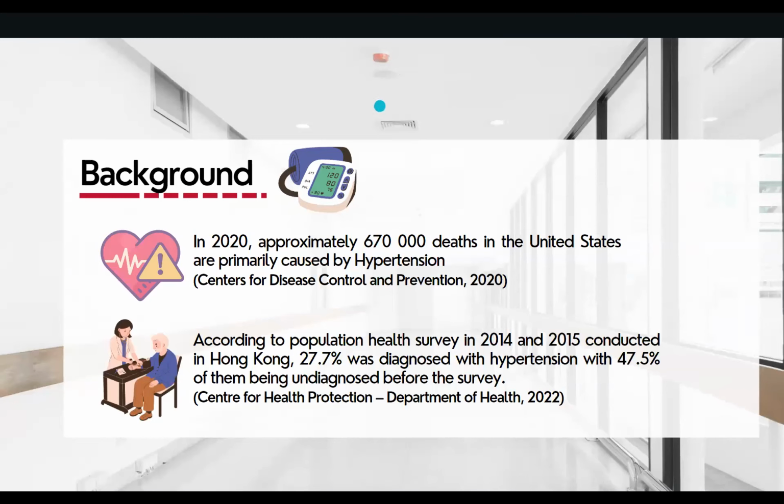According to the Centers for Disease Control and Prevention, in 2022, approximately 670,000 deaths in the US were primarily caused by hypertension. Additionally, according to a population health survey done in Hong Kong, 27.7% of people were diagnosed with hypertension, whereas 47.5% of them were undiagnosed before. That just goes to show that it is essential for people to regularly monitor their blood pressure.